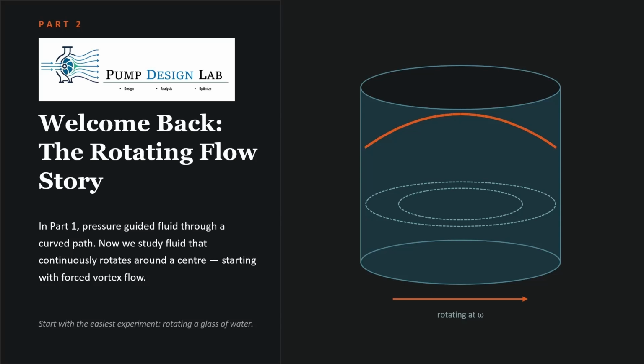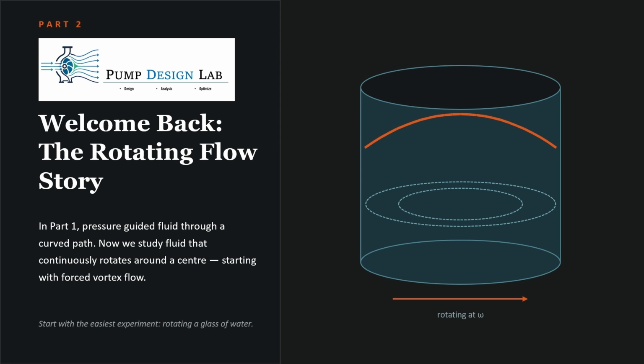In Part 1, pressure guided fluid through a curved path. Now we will study liquid that rotates continuously around a center. Our first model is forced vortex flow. The easiest way to understand it is to picture a simple glass of water being turned by hand.